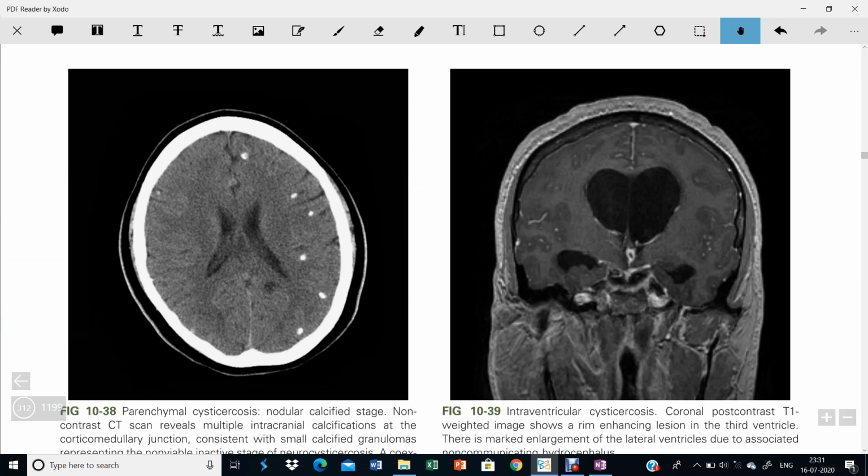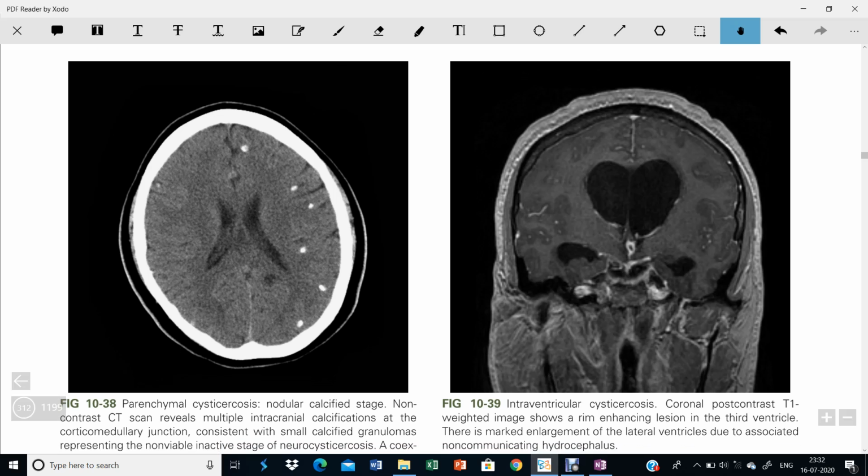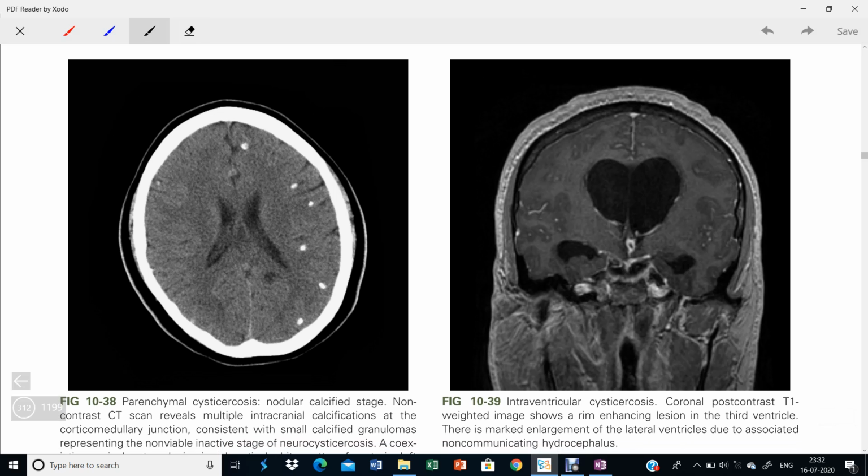In this calcified lesion picture, we will see here is one cyst. Due to the cyst, it produces an intraventricular cyst, and it causes obstruction. Due to obstruction, there is an enlarged ventricle, and it causes obstructive hydrocephalus, and there are multiple cysts with prominent scolex. So these are neurocysticercosis.